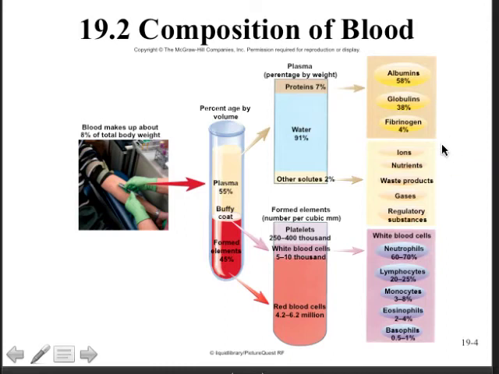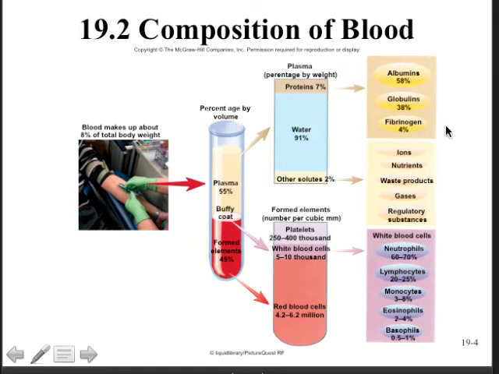You can see here the breakdown in the plasma, right? We've already talked about the fact that there's ions, nutrients, waste products. There's a lot of carbon dioxide in plasma, as well as a significant amount of nitrogen gas. And of course, there are hormones, chemical signals that the body uses to coordinate homeostasis. The proteins, we've talked about what the albumins do and the globulins.